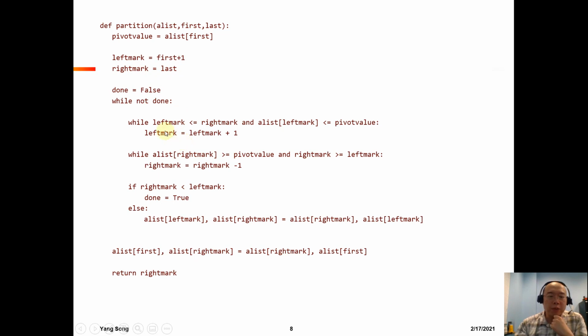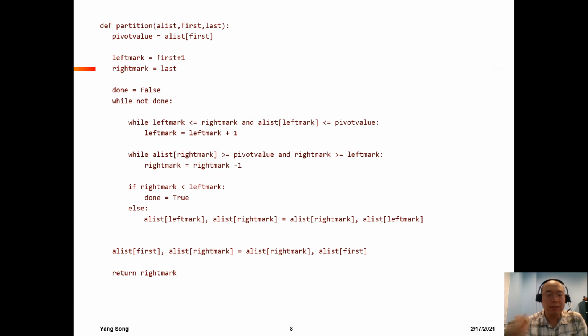After we find one large value using the left mark, and one small value using the right mark, we check if the right mark is smaller than the left mark. If the right mark is already smaller than the left mark, then we say it is already done, because those two cursors have already met. Otherwise, we want to swap the values on the left mark and the right mark.